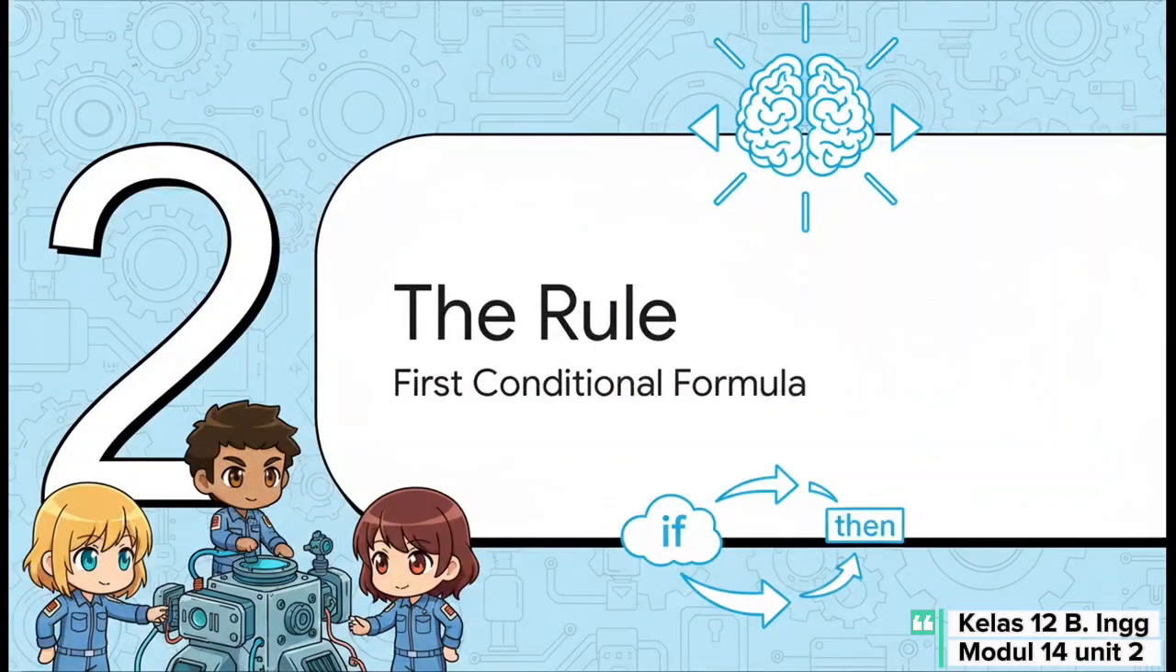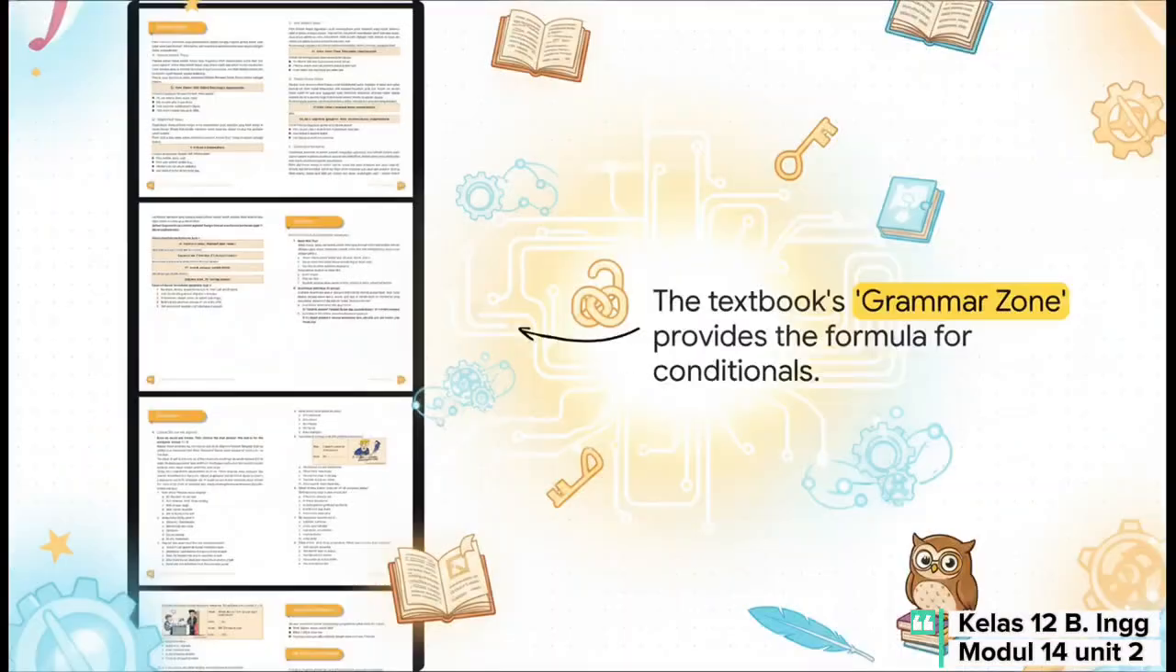Okay, so we've seen it in the wild. Now it's time to pop the hood and see the engine that makes this thing run. Let's look at the actual rule. And this right here, this is where the textbook just lays it all out for us, the grammar zone. You can think of this as the ultimate cheat sheet, the formula that unlocks this entire structure. It shows us a simple, super reliable pattern.